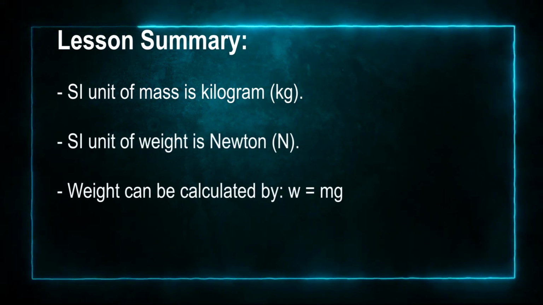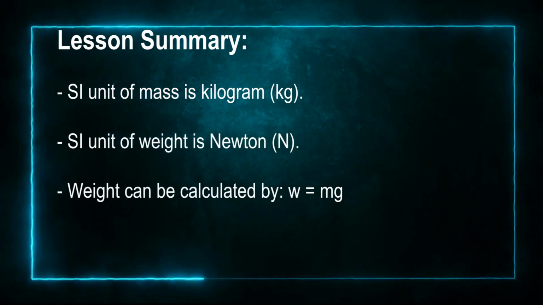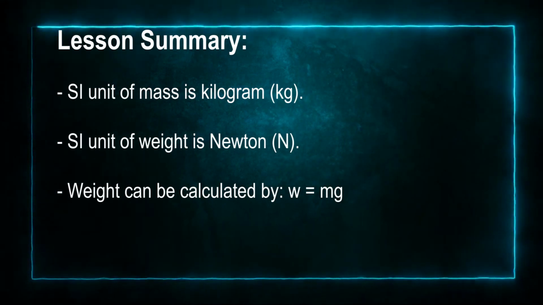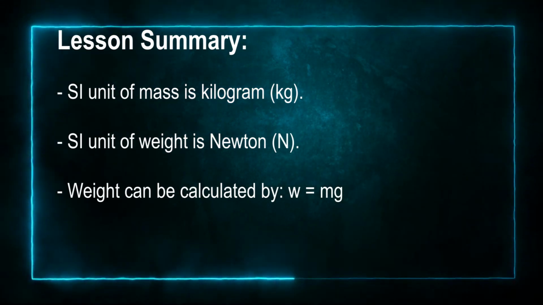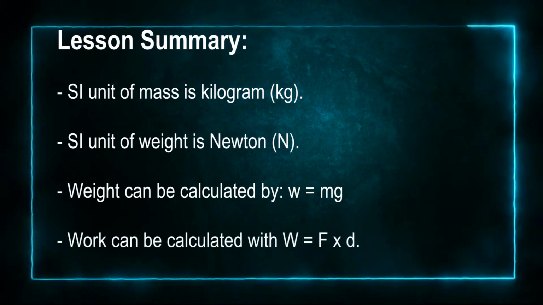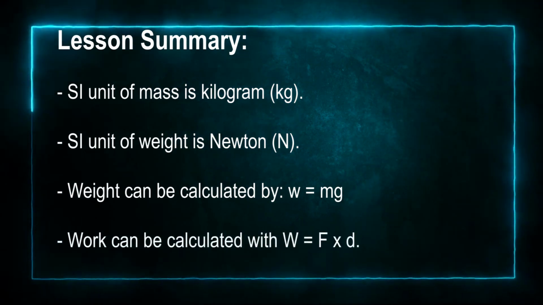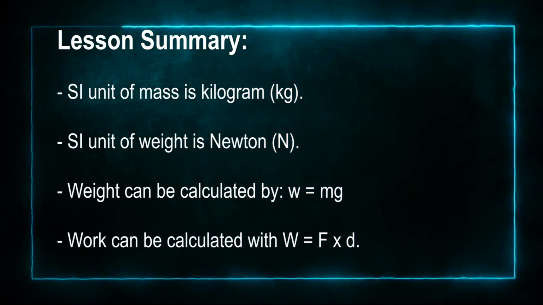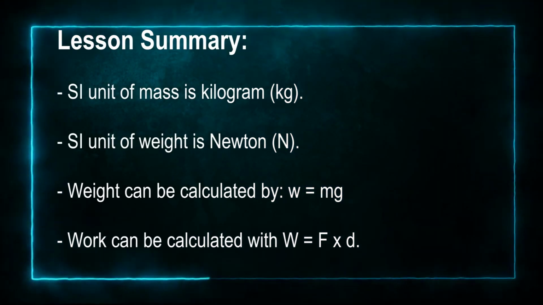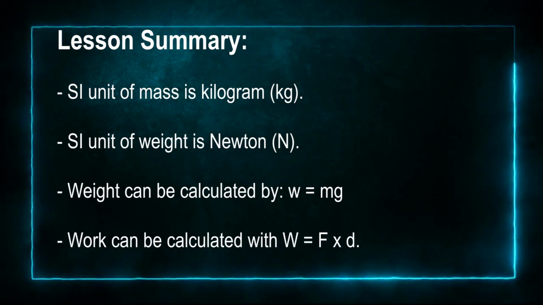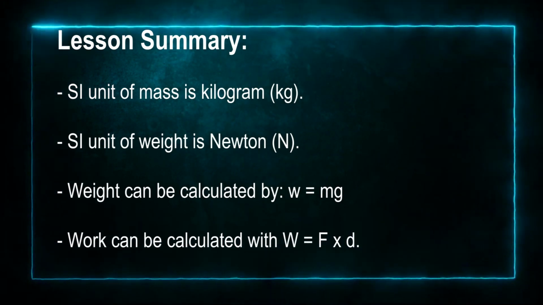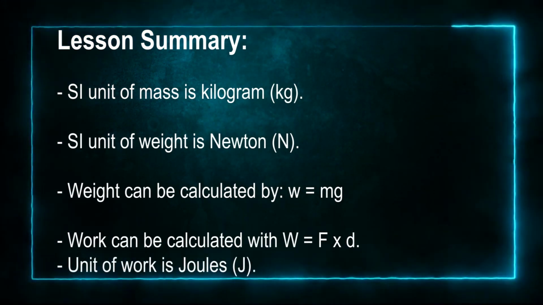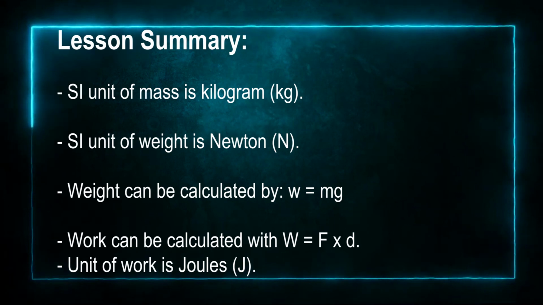The weight of an object is calculated as the mass times the acceleration of gravity. That is W = mg. For work to be done, a force must be exerted and there must be motion or displacement in the direction of the force. Work can be calculated with W = F times d. The unit of work is joules.